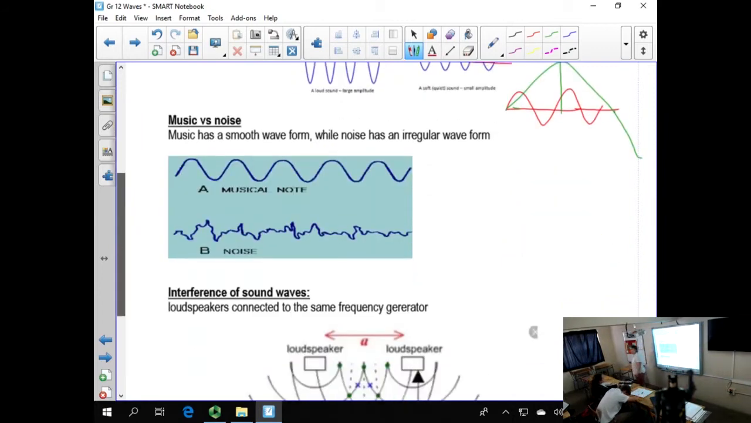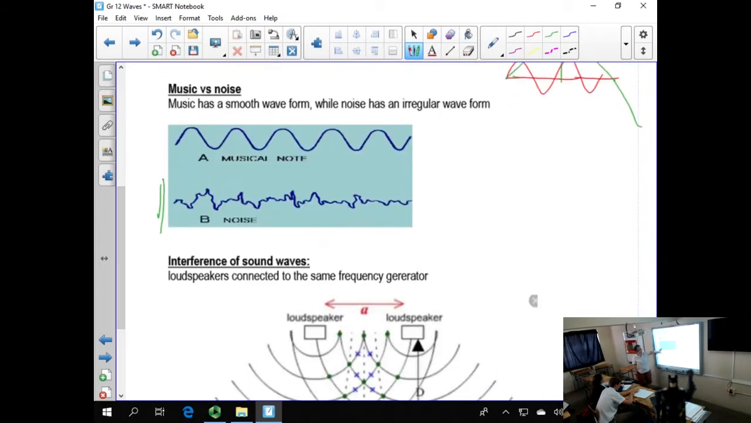Music versus noise. There is a scientific difference. Music has regular, repetitive patterns to the sound wave. Noise has just a jagged, random wave. And some of the music you listen to falls in that category. And that is damaging to the ear.